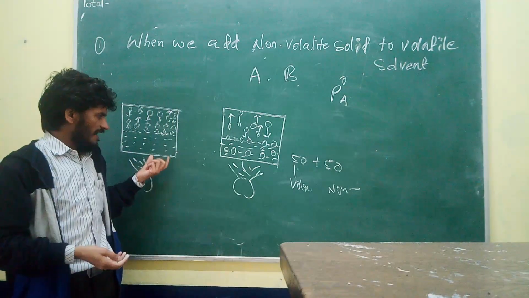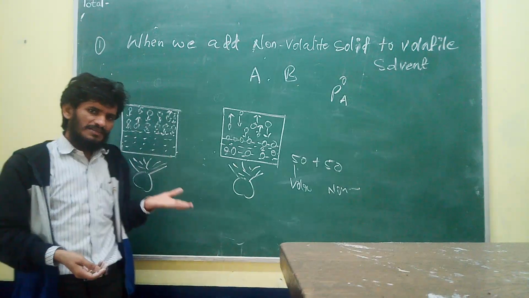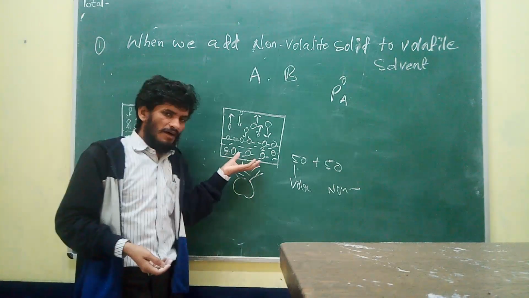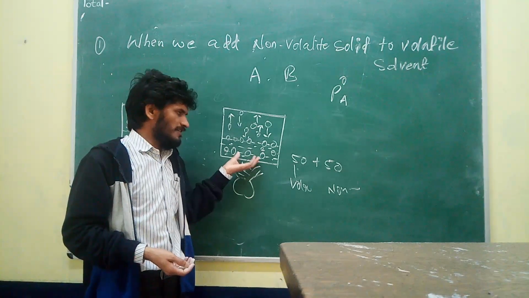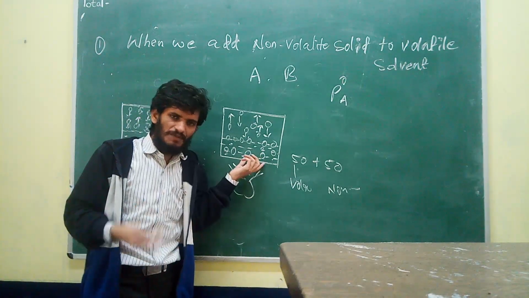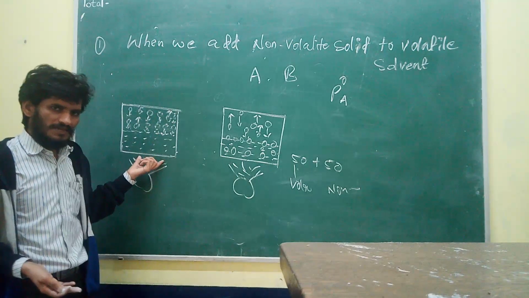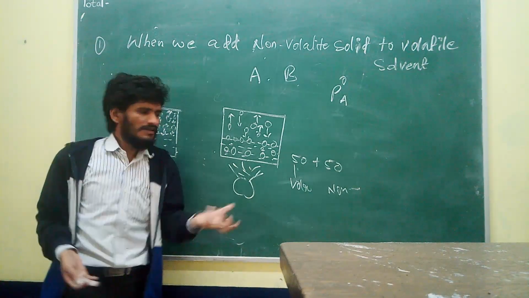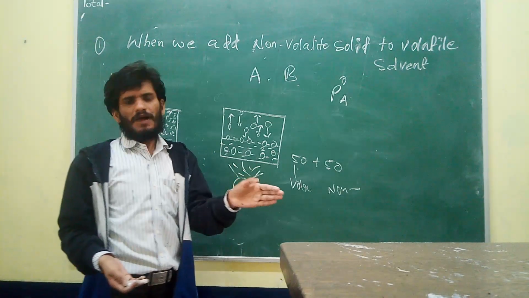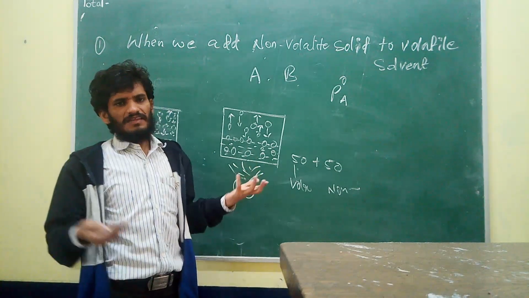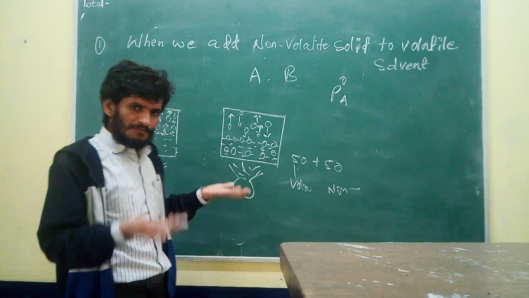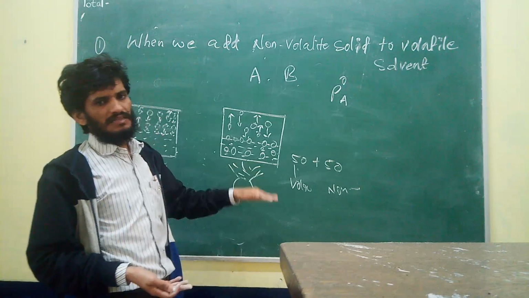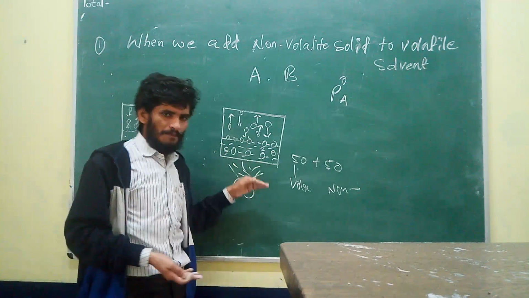Very simple. Why is the vapor pressure high here? Because the number of liquid particles evaporating is more, whereas here the number of liquid particles evaporating is less. Why less here, and why more there? Here all the surface contains only liquid particles, whereas here half are liquid particles and half are solid particles. Those half liquid particles go and come back, and when they attain the equilibrium position, they apply the pressure.